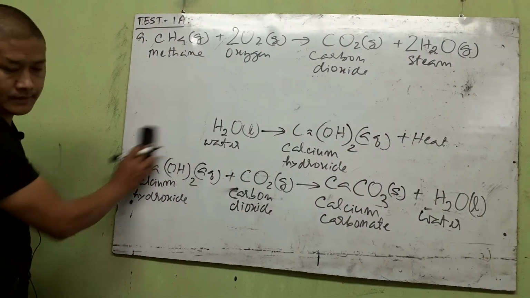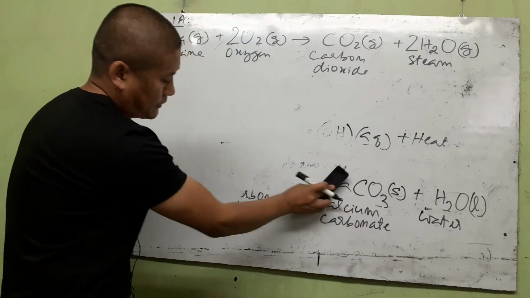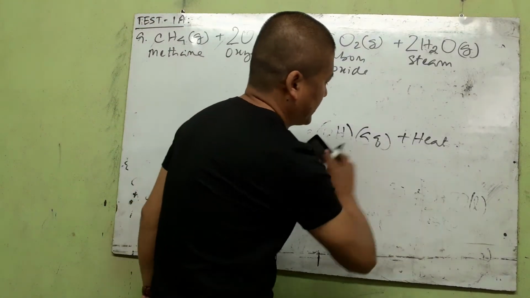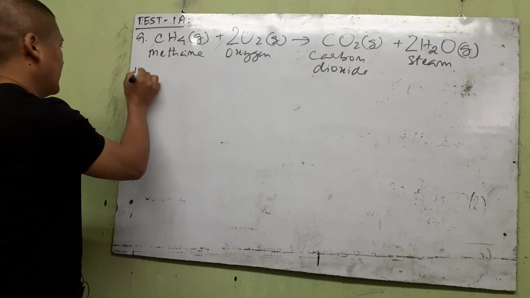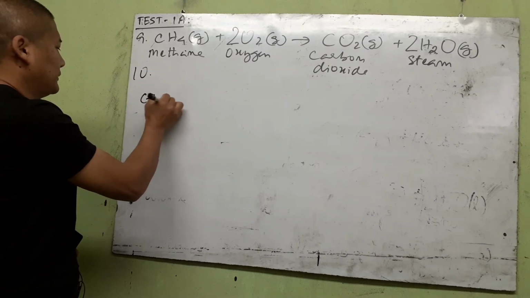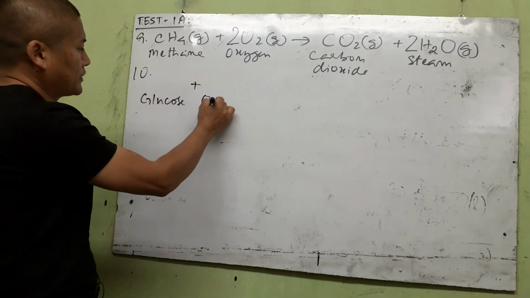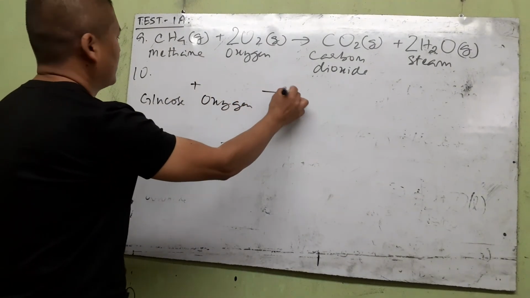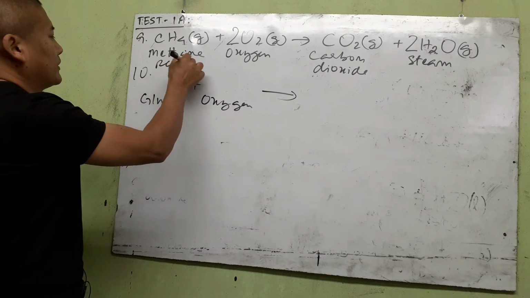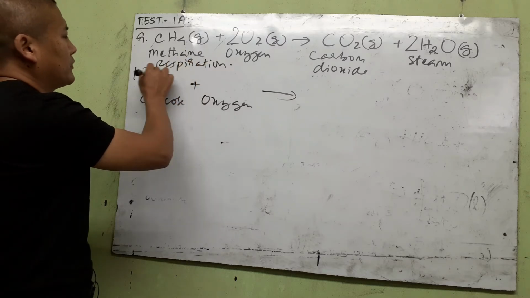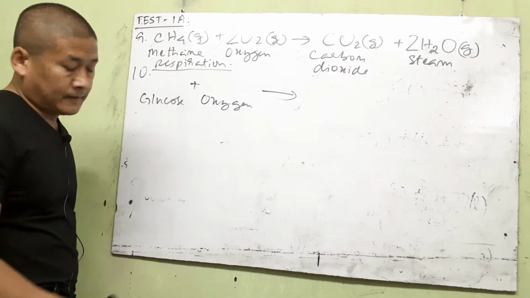So the last question is glucose. This is respiration. So number 10. Glucose in the aqueous form reacts with oxygen in our stomach, because this is nothing but respiration. We take food into our body through our stomach, and in our stomach this chemical reaction called respiration takes place to give us energy in our body. Okay, energy means heat in the aqueous form.